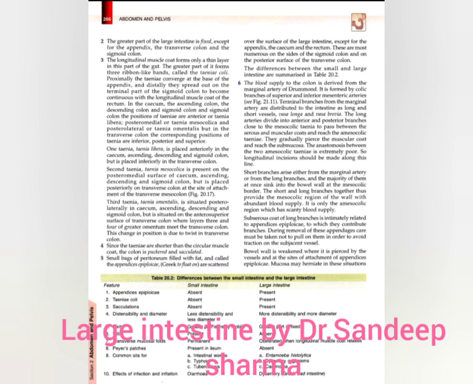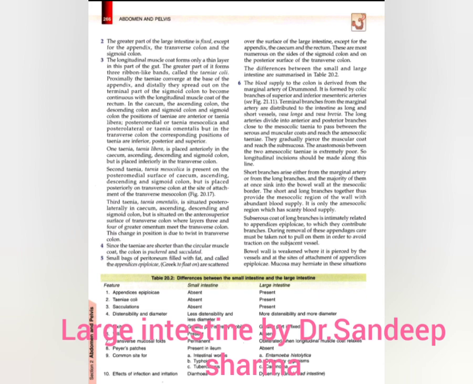Just keep in mind that the tinea coli, the longitudinal muscle coat, is continuous in the form of three ribbon-like bands up to the sigmoid colon. After the sigmoid colon it continues with the longitudinal muscle coat of the rectum. And in the large intestine there will be small bags of peritoneum which are filled with fat, and these will be called appendices epiploica.